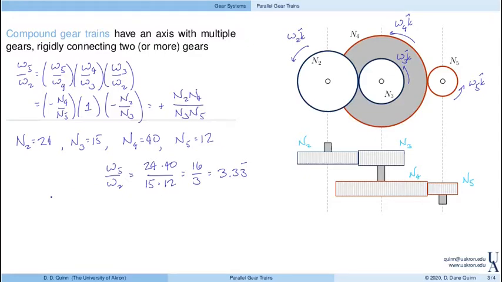Now, I will note that the number of teeth has to be an integer. You can't have half a tooth.